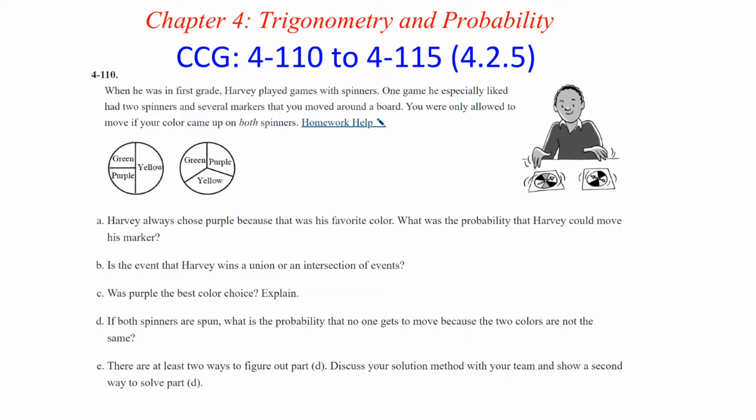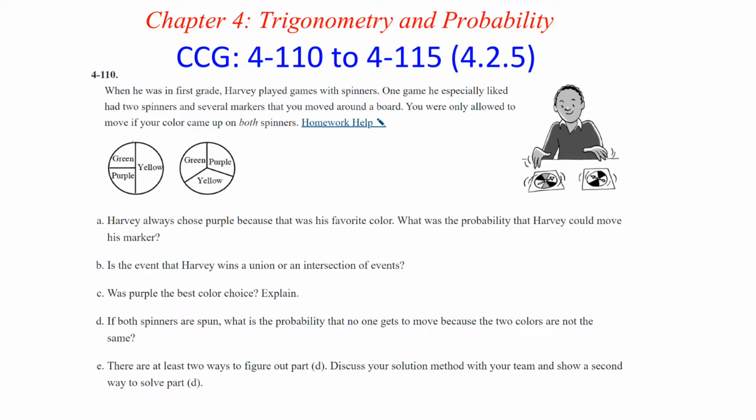Question 110. When he was in first grade, Harvey played games with spinners. One game he especially liked had 2 spinners and several markers that you moved around a board. You were only allowed to move if your color came up on both spinners. Part A. Harvey always chose purple because that was his favorite color. What was the probability that Harvey could move his marker?